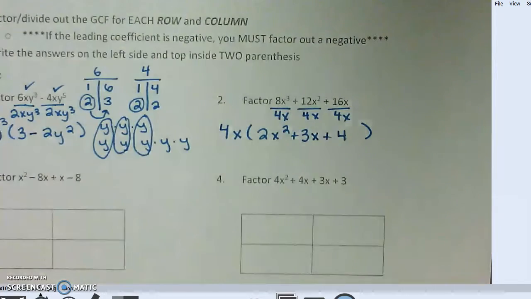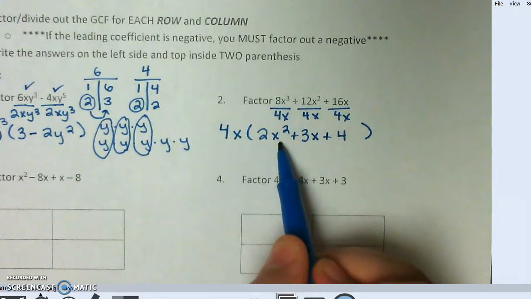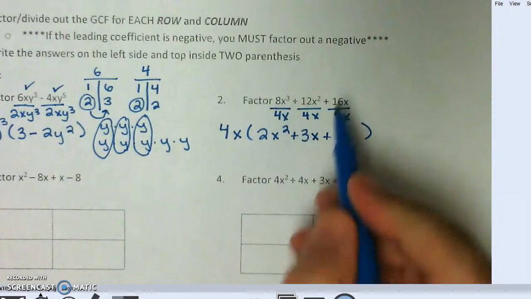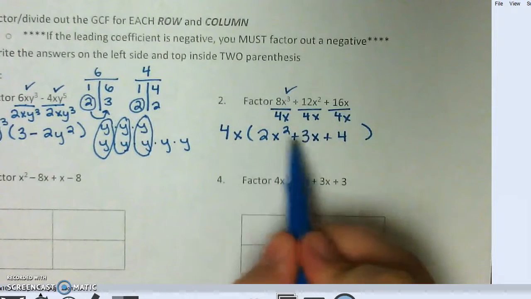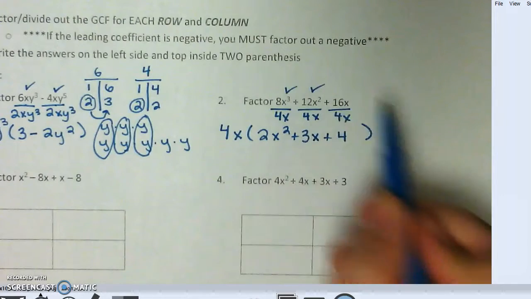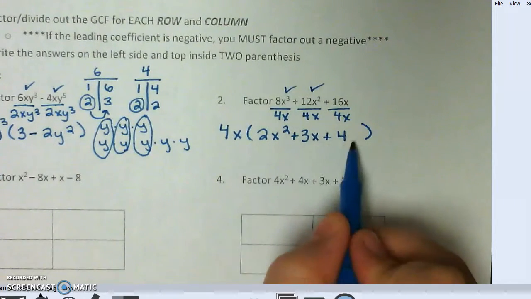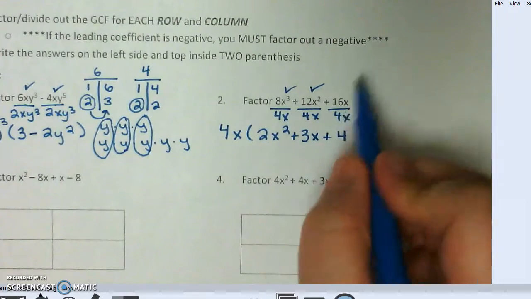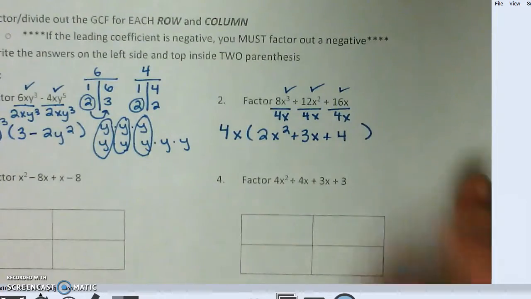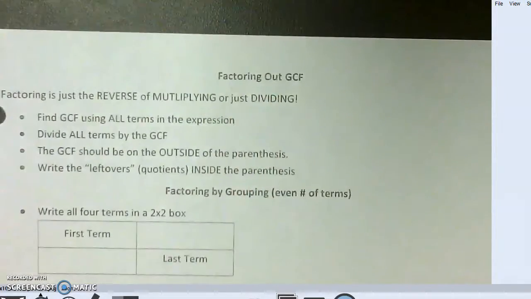So this is done. Again, to check yourself, you can distribute. 4 times 2 is 8. X times x squared gives you x cubed. 4 times 3 is 12. X times x is x squared. 4 times 4 is 16. X, there's no other x to multiply, so we're left with an x. So they all check out. So that's how you factor out simply a GCF.